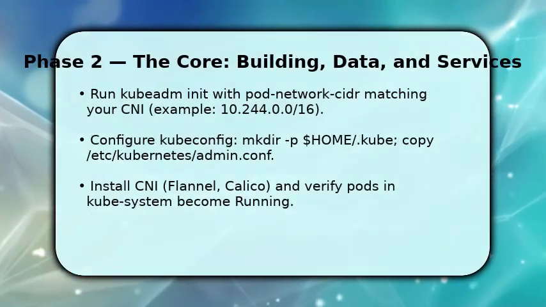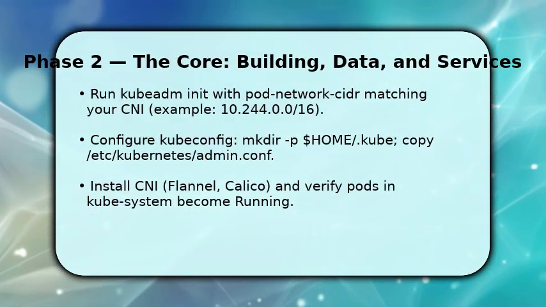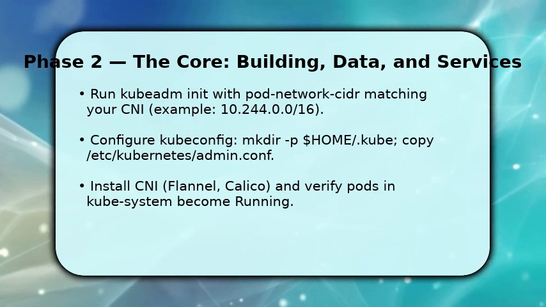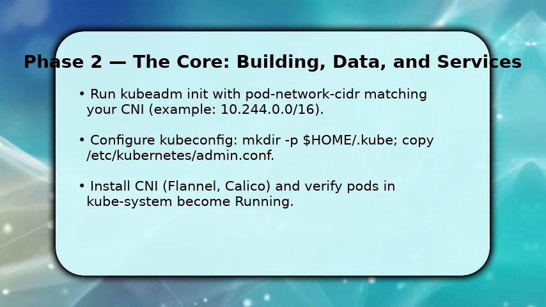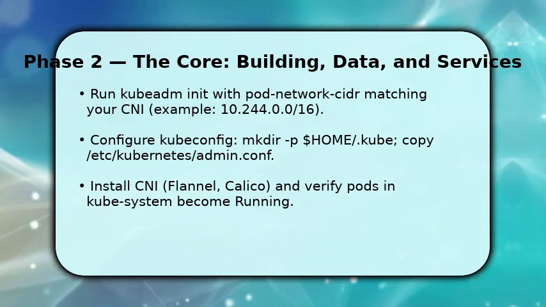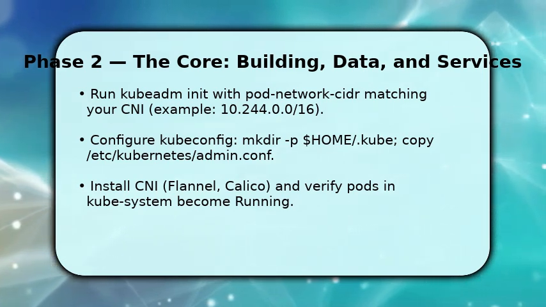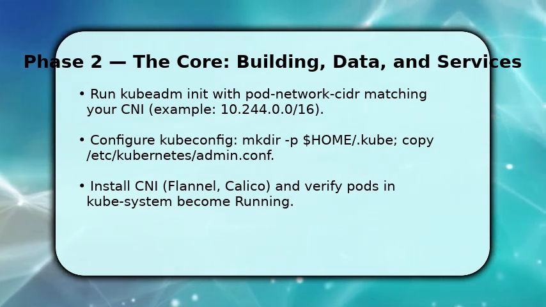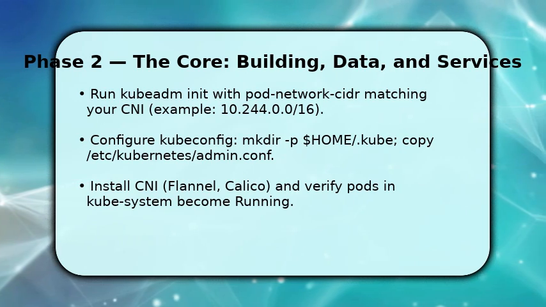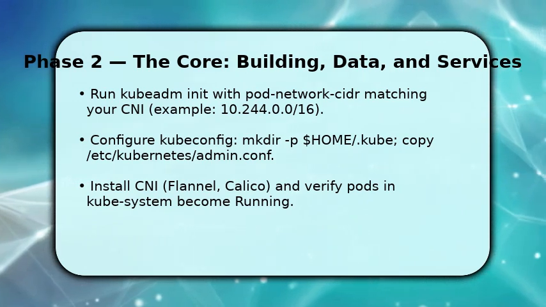You now create the control plane. This is where the cluster is born. Execute kubeadm init and include a pod network CIDR that matches your chosen CNI, because networking must align. After init, set up kubeconfig by copying /etc/kubernetes/admin.conf into $HOME/.kube so kubectl talks to the new cluster.